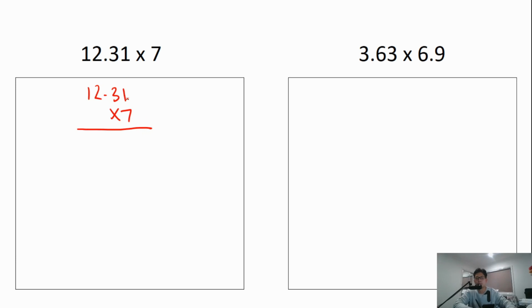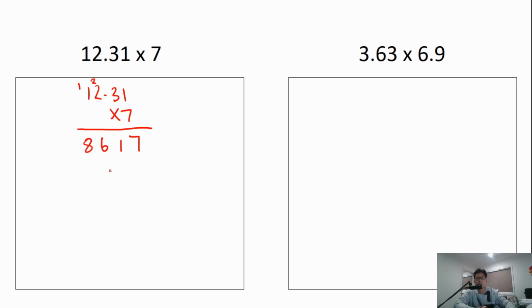So this one, we start with 7 times 1. That gives us 7. And then 7 times 3. That gives us 21. Just carry the 2. 7 times 2 is 14. Plus 2, that is 16. Write the 6 there. Carry the 1. 7 times 1 is 7. Plus 1, that is 8.